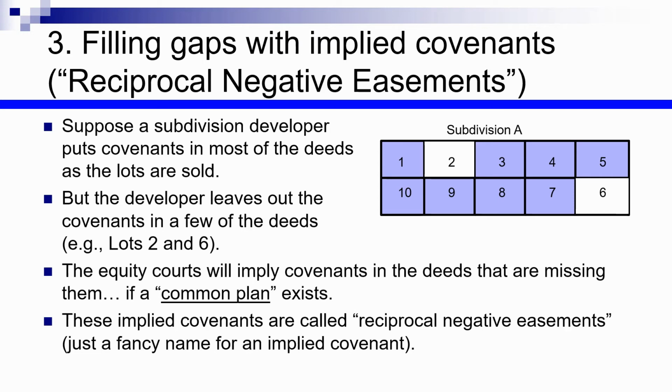Why does it get the name reciprocal negative easement? Well, a negative easement is simply a covenant. Just as a positive easement is the right to do something on somebody else's land, a negative easement is a prohibition on doing something on somebody else's land. And these implied covenants are considered to be reciprocal in the sense that what's sauce for the goose is sauce for the gander. That is to say, if the blue-colored lots owners are all subject to the covenant, reciprocally, it only makes sense that the white-colored lots should also have the covenants imposed on them, so that everybody is treated equally.